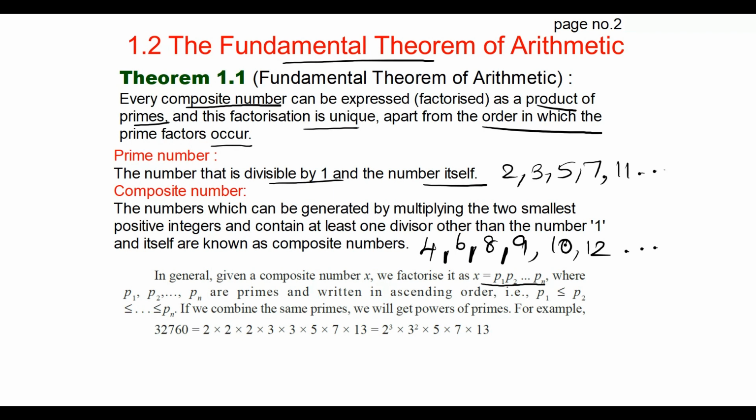In general, we can write x is equal to p1, p2, etc. up to pn, where p1, p2, p3 are the prime factors, and we can write it in ascending order: p1 less than or equal to p2 less than or equal to etc. up to pn.